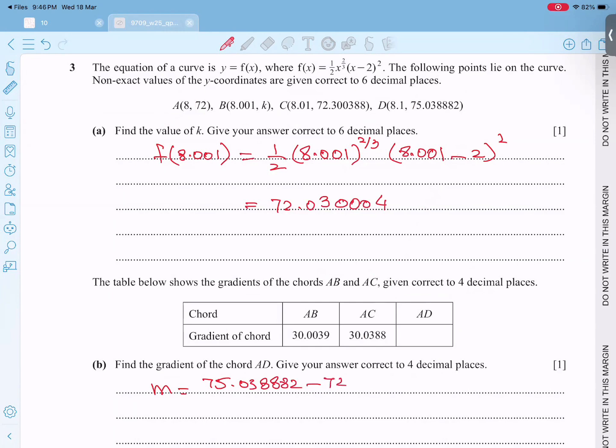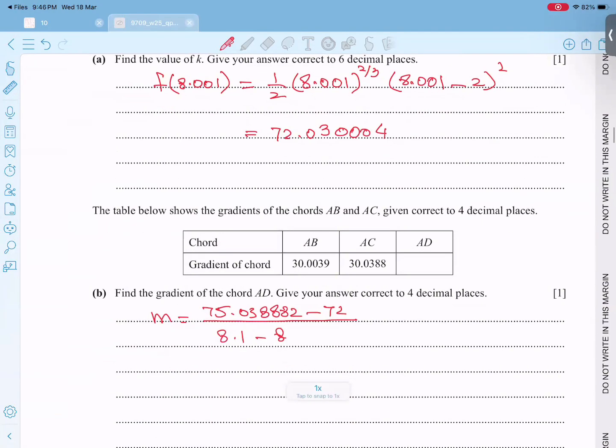So 72 divided by what, students? x1 is 8.1 minus 8. Oh, let me check, correct. And what gradient am I getting here, students? The gradient I'm getting here, in 4 dp, is 30.3888 after rounding to 4 dp.